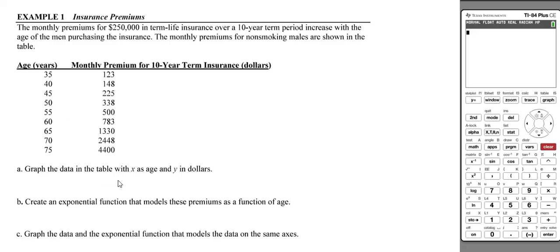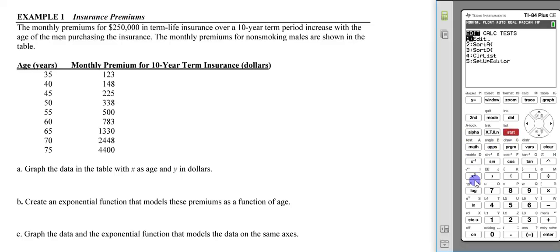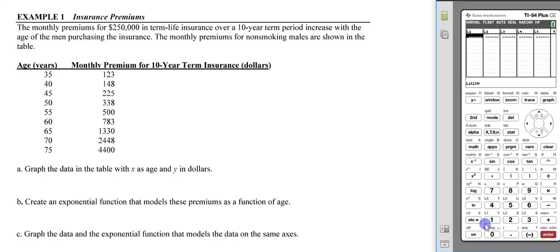So let's graph the data in the table with X as the age and Y in dollars. Go to your graphing utility, to Stat, and we'll edit. Enter your X's, the ages, into list 1, and your Y's, the monthly premiums, into list 2.